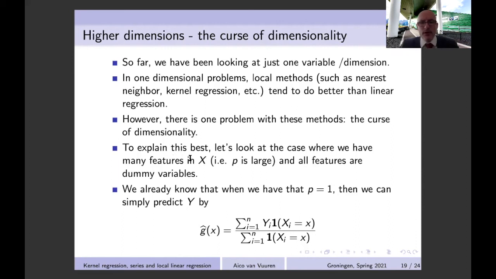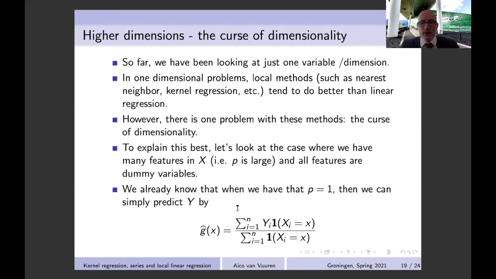And we even are going to assume here that they are going to be dummy variables. And let's first of all start with a very simple case in which P is simply equal to 1. Of course, later on we're going to look at higher dimensions, but at this moment in time we're going to assume that P simply is equal to 1, so we are in the one-dimensional case.